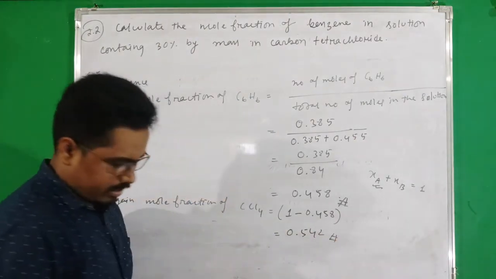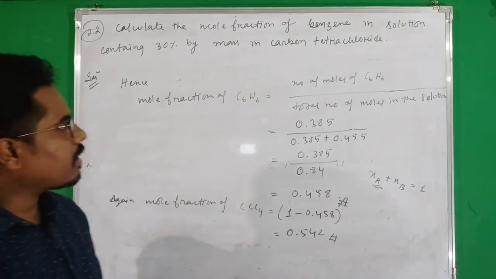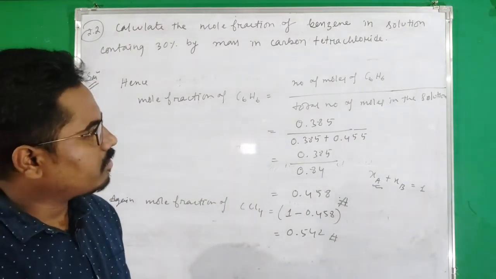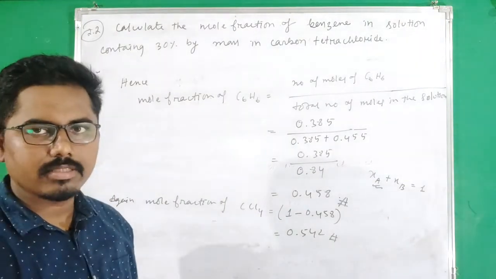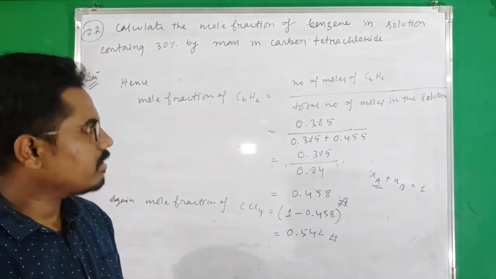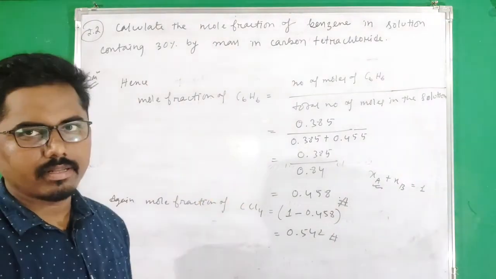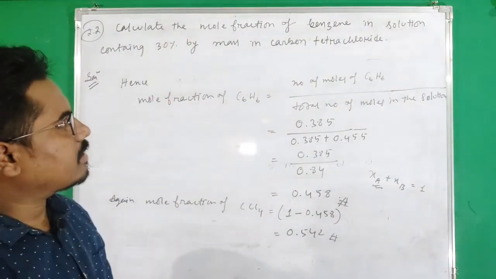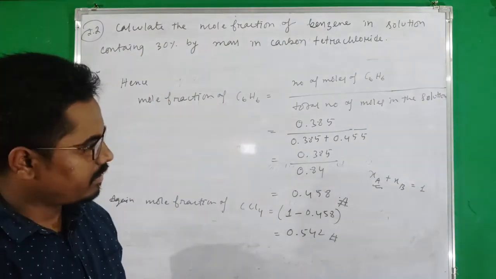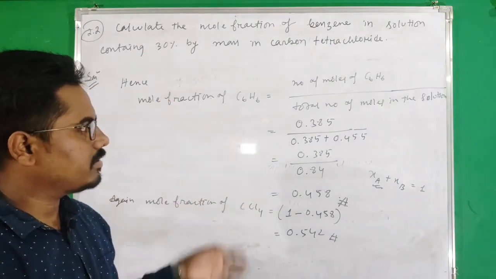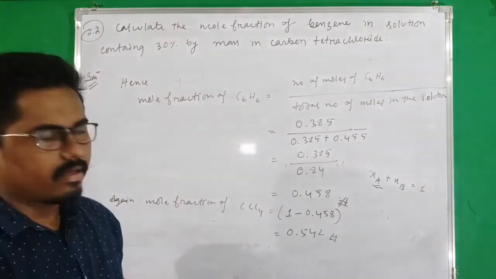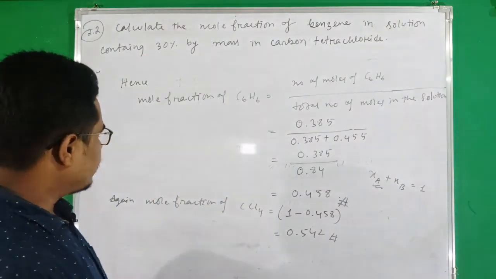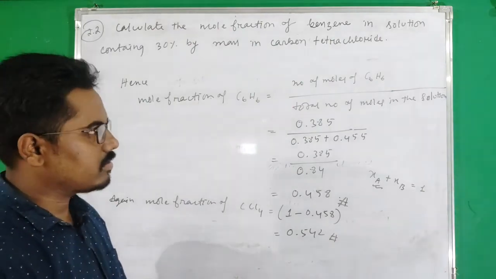Hence, in this problem we have learned how to determine the mole fraction of different components present in a solution when the numbers of moles are not directly given. Okay. In this case, the masses of benzene and carbon tetrachloride are given, and from the given mass we determine their numbers of moles, and then we determine their mole fractions in the solution.